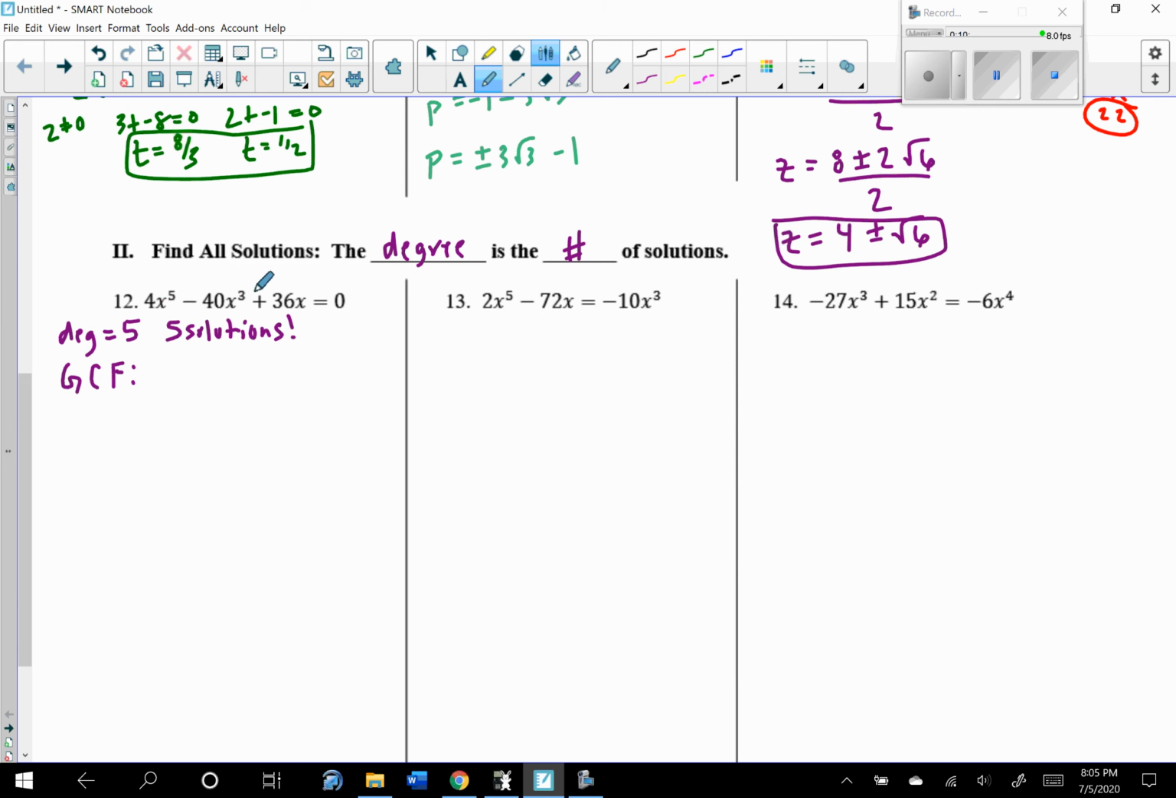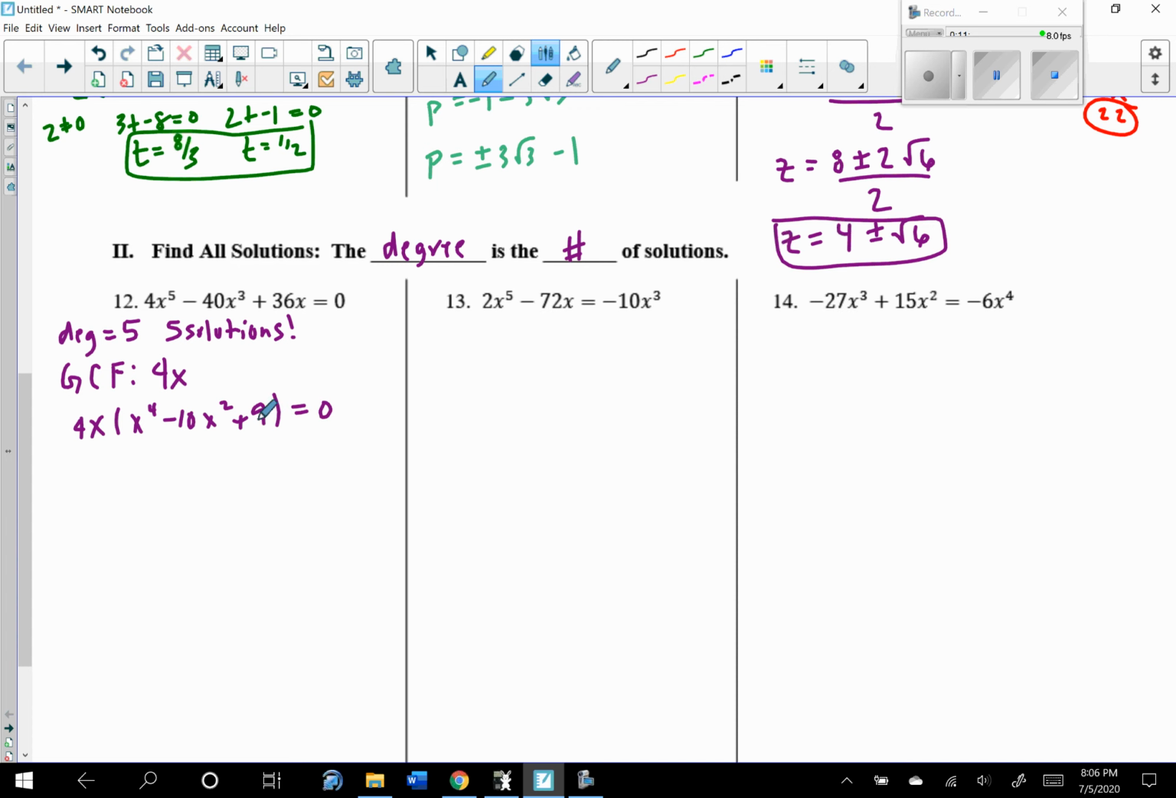I can see that 4 goes into all of these. So 4. I can see x to the 5th, x to the 3rd, and x. So I know x goes into them. So that means I want to take out that 4x. So I'm dividing it out of each of these terms. When I divide it out, I get x to the 4th minus 10x squared plus 9.